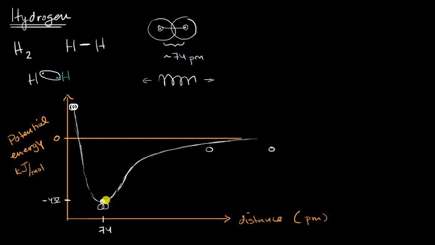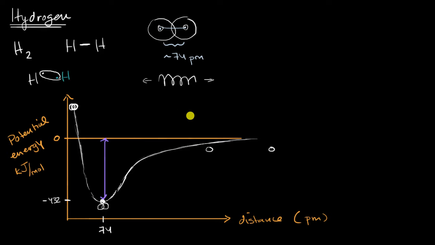And so one interesting thing to think about with a diagram like this is how much energy would it take to separate these two atoms to completely break this bond? Well, it would be the energy of completely pulling them apart. And so it would be this energy right over here, or 432 kilojoules. And that's what people will call the bond energy, the energy required to separate the atoms.